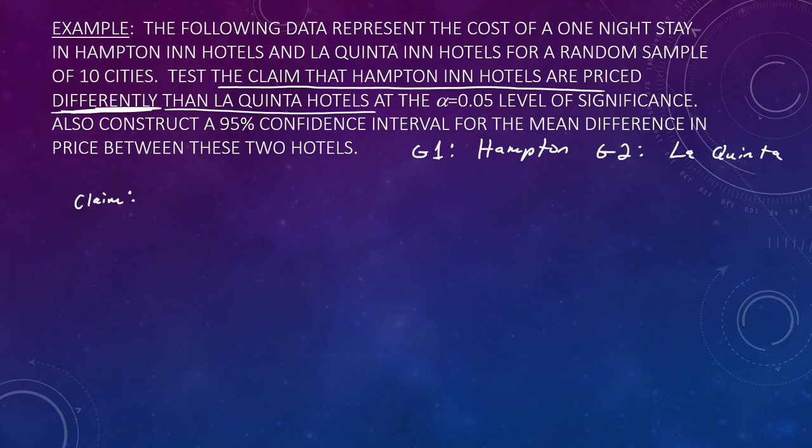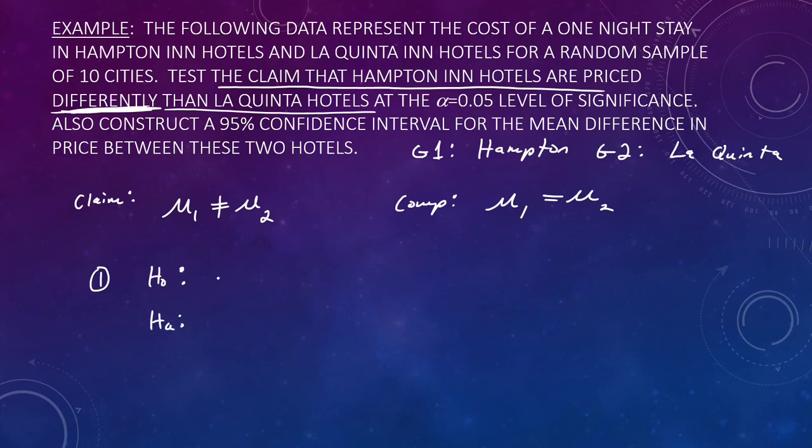When I see the phrase differently, I know the symbol is not equals. So let's say mu1 is not equal to mu2. The complement to this is mu1 is equal to mu2. Now we can start step 1. In step 1, we're going to look at the null hypothesis and the alternative hypothesis. The null hypothesis is always the one with the equal sign, so mu1 is equal to mu2. In the alternative hypothesis, it's mu1 not equal to mu2.